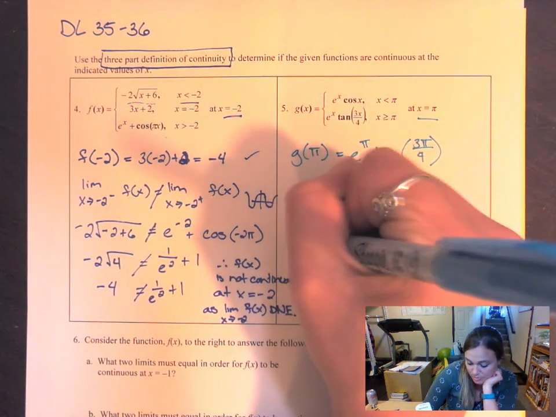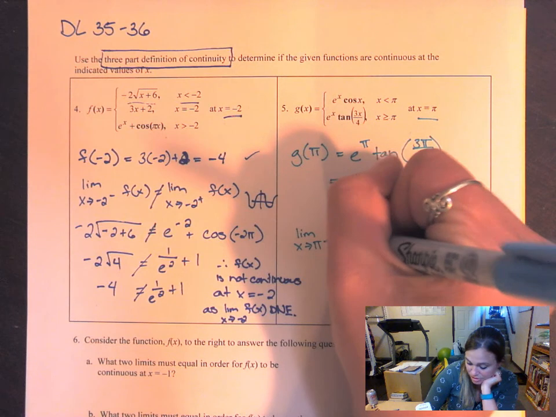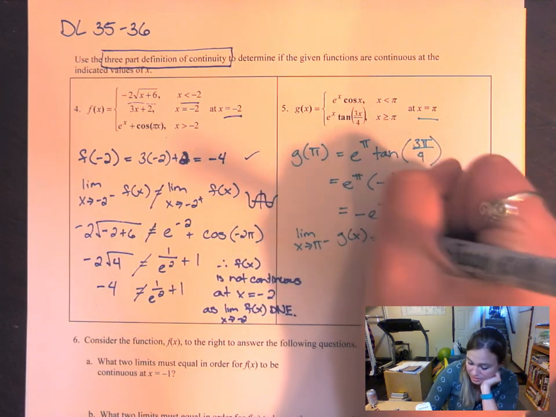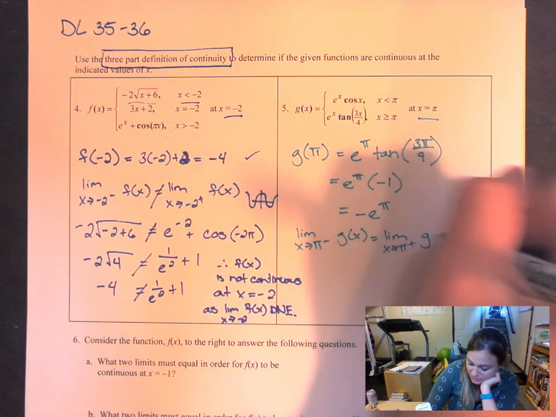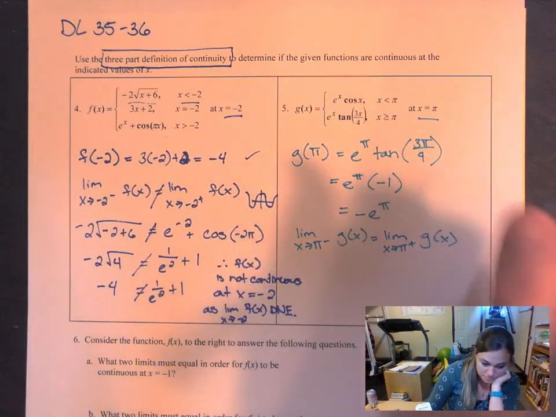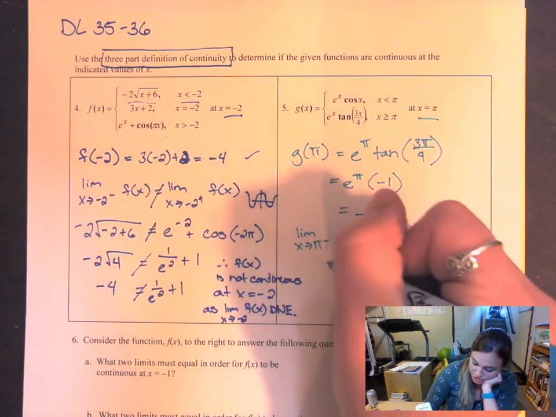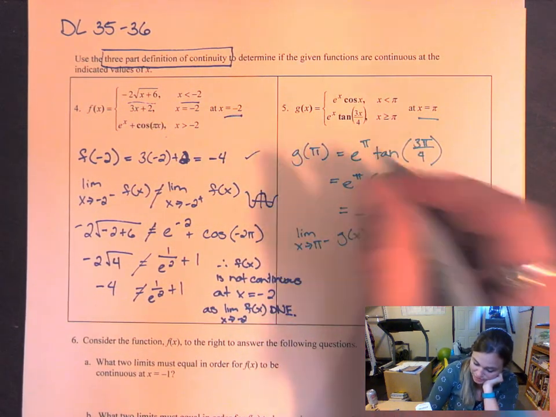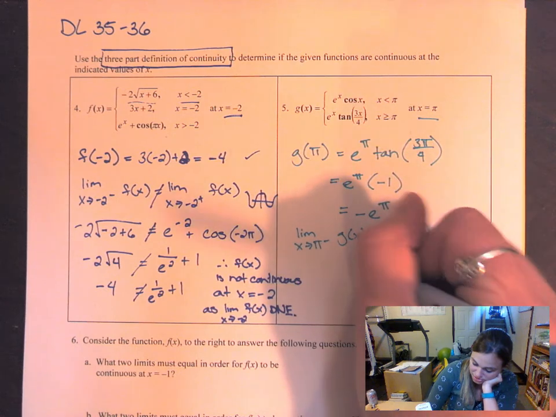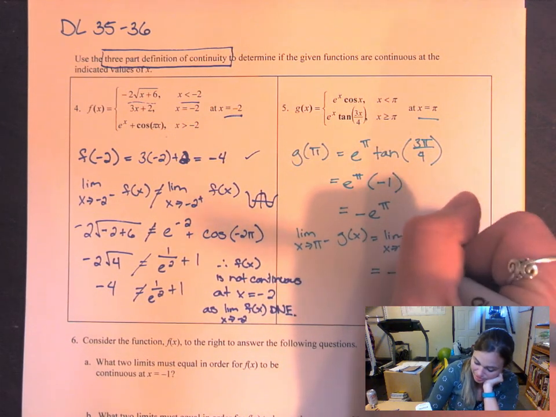So the limit as x approaches pi from the left of g of x equals the limit as x approaches pi from the right of g of x. I already did the limit as x approaches pi from the right of g of x because it was this business up here. So I already know that's going to be negative e to the pi power.